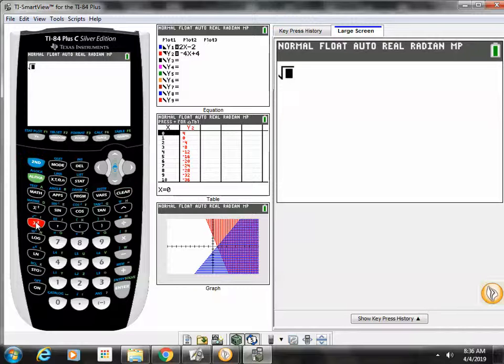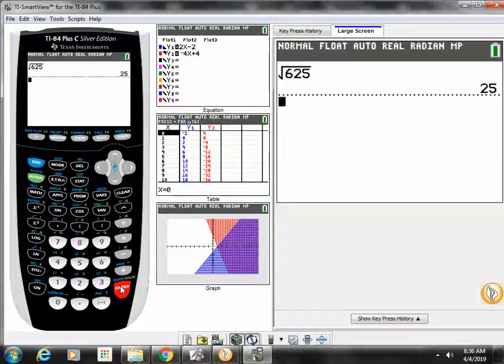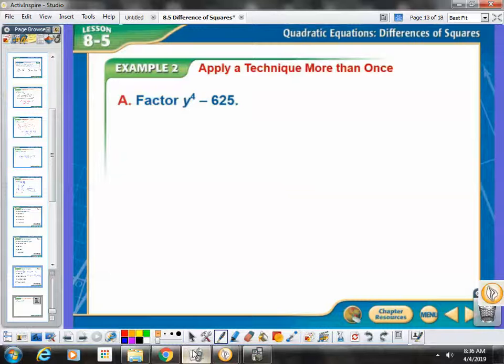The square root of 625 is 25. So it is a perfect square. So you could have done it this way: 25 to the 2nd power, 625. So let's do a difference of squares.